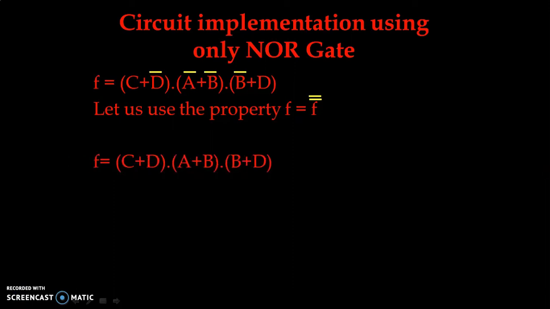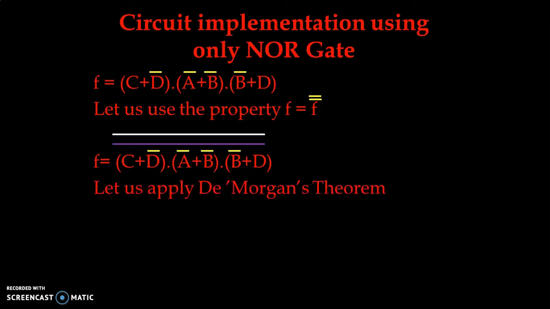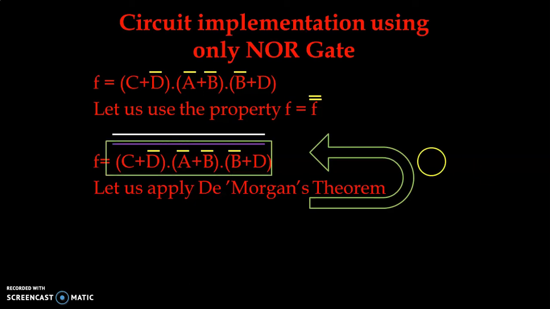So we write our switching function and then we apply a double bar, one blue whole bar and one white whole bar. After applying the double bar, the value of the switching function F remains the original. Then we apply De Morgan's theorem for the indicated portion. We keep the white whole bar as it is, and with the blue whole bar we apply De Morgan's theorem.